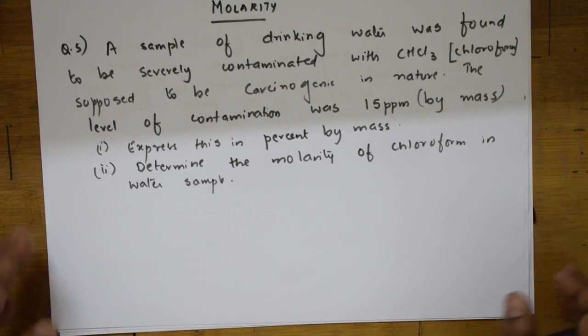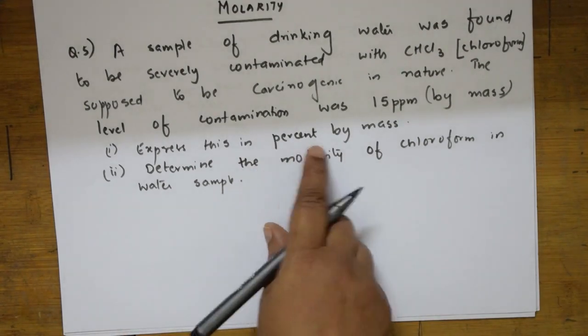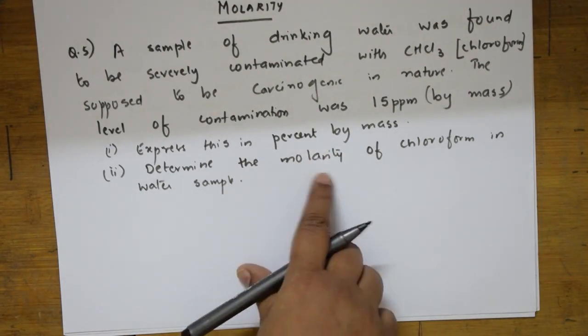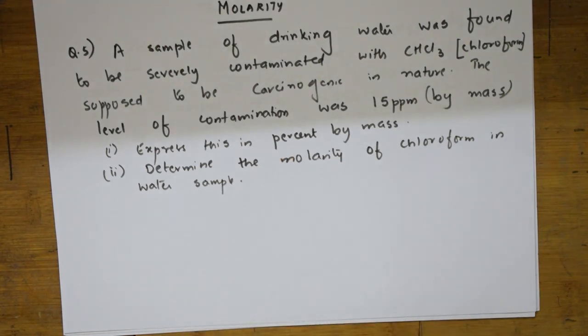So in the next sum, they've given us a sample of drinking water was found to be severely contaminated. Okay, right, with what? It was contaminated with chloroform. And it's supposed to be carcinogenic in nature. The level of contamination was 15 ppm by mass. Express this in percent by mass, as well as determine the molarity of chloroform in the water sample. Both the things they've asked me to do.